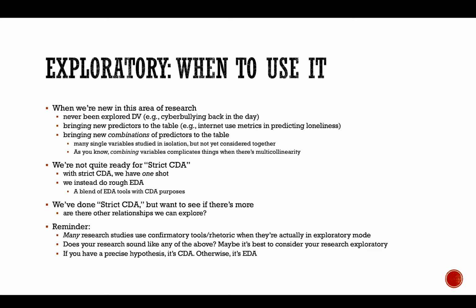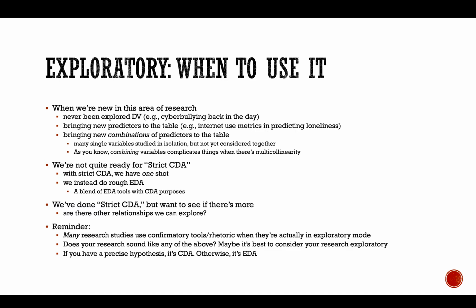Another situation where you might use it is when we're not quite ready for strict CDA. Remember, in strict CDA, we get one shot at it. We can't compute more than one p-value, whereas we're doing multiple comparisons. So in that situation, we can instead do rough EDA, as John Tukey called it. Rough EDA is basically using EDA tools for CDA purposes. So your purpose is to test your hypothesis, and we can use EDA tools for that.